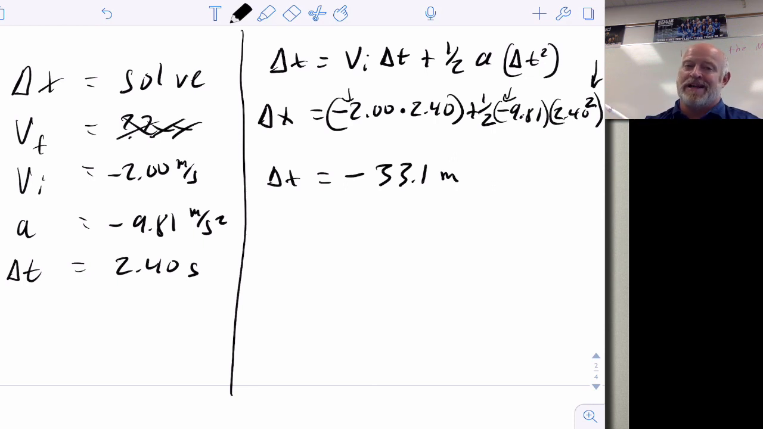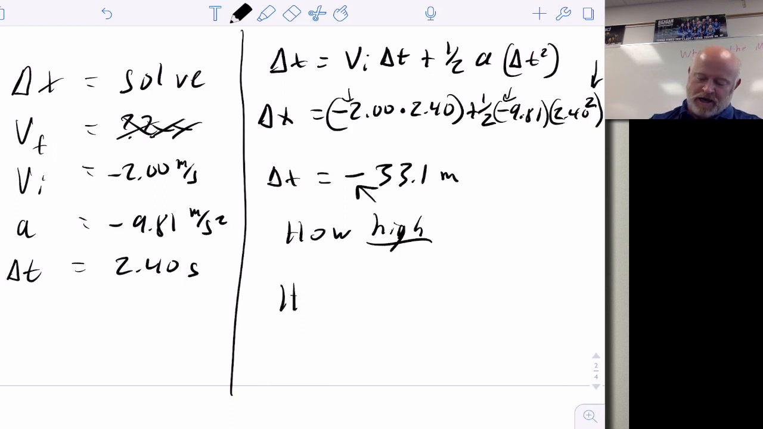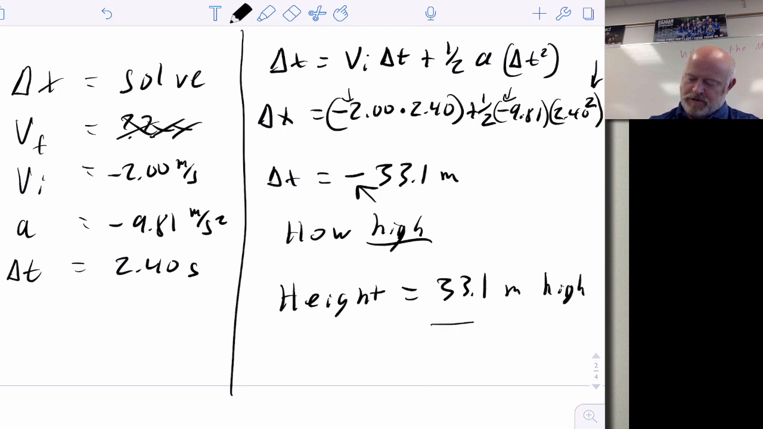It's not our final answer. Our final answer is, well, we want to know how high up we are, right? Well, it fell down this far. It's a negative, so it fell down 33.1 meters. So our height above the water would be a positive 33.1 meters high. So this would be our final answer in a problem like that.